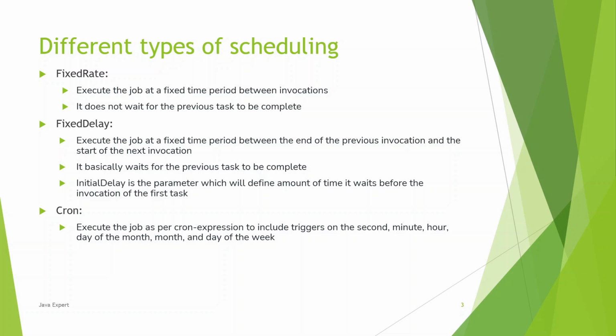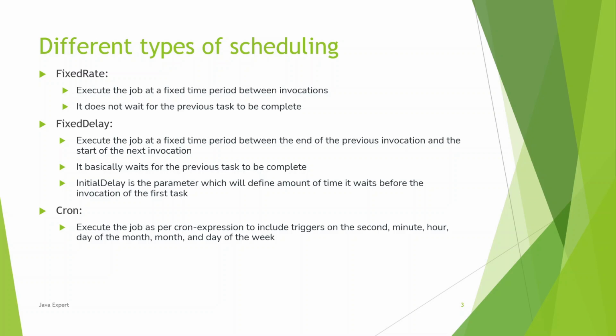Fixed rate means we give some time interval, so your job will run at that frequency. For example, if you give 3000 milliseconds, which means 3 seconds, your job will run every 3 seconds, right? The job will start now, and as soon as the job is done, it will calculate whether the 3 seconds is completed from the previous job timings. Then it will start again.